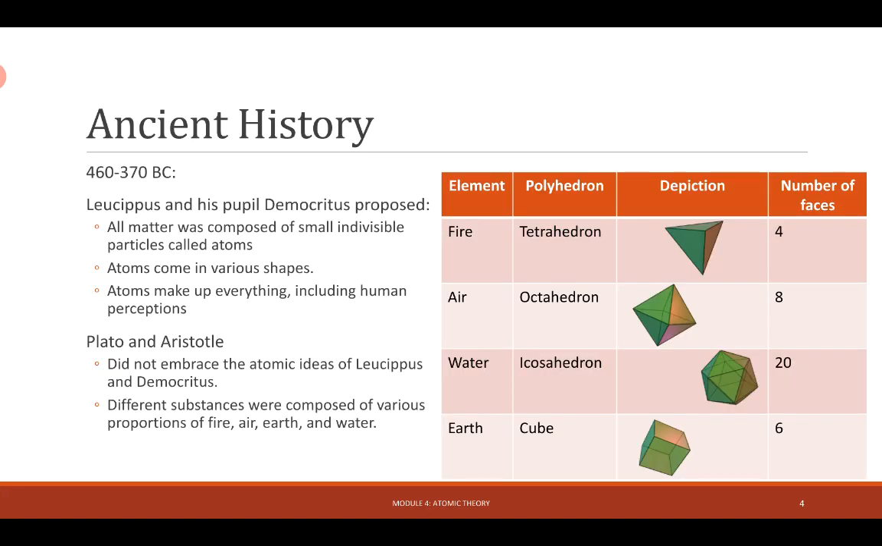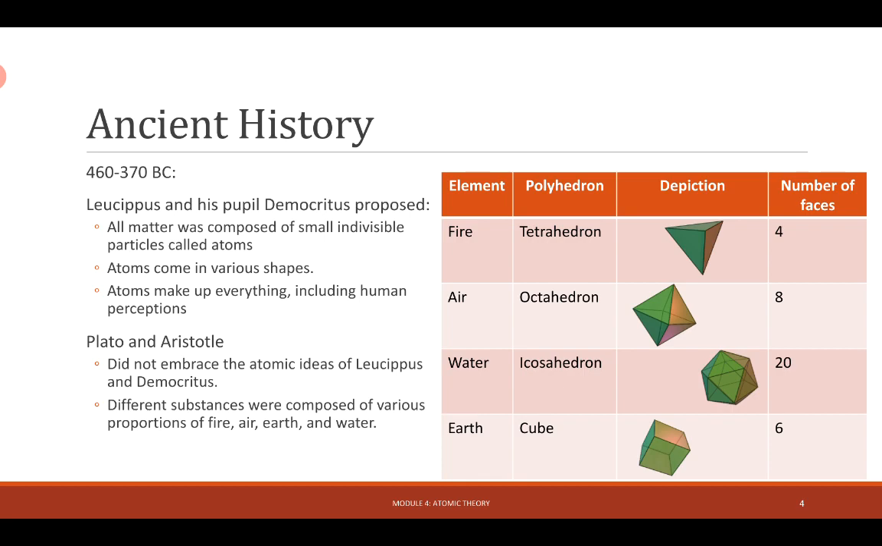Before we can talk about John Dalton, we need to go way back in time to ancient Greece. We're talking 460 to 370 BC-ish, where a few Greek philosophers played an important role in developing atomic theory, particularly Leucippus and Democritus. They proposed that all matter was composed of individual particles called atoms. In their view, atoms came from just cutting a substance apart until you could no longer cut it apart. Their atoms included various shapes with different properties.